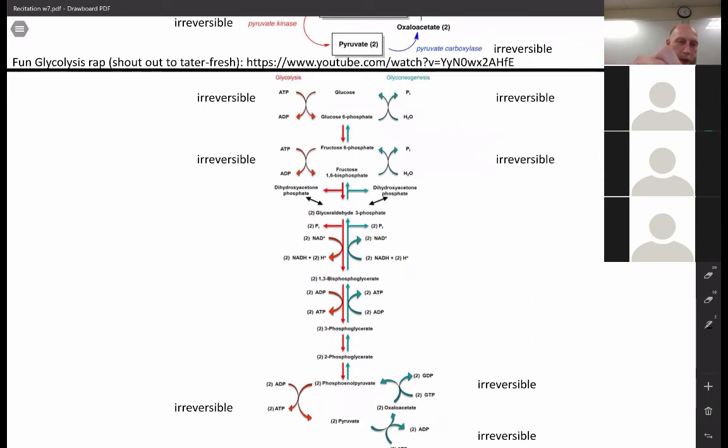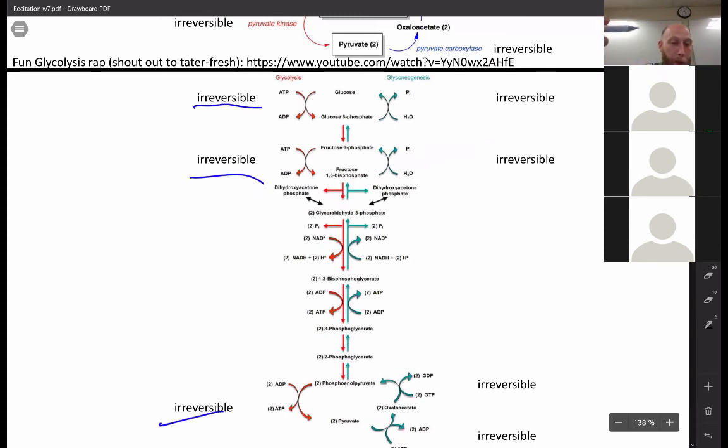You have the glycolysis irreversible steps. There are 3 main ones. There are 3 irreversible steps in glycolysis, and they are the phosphorylation of glucose, and the phosphorylation of fructose 6-phosphate to fructose 1,6-bisphosphate.